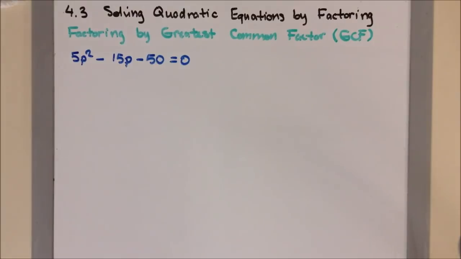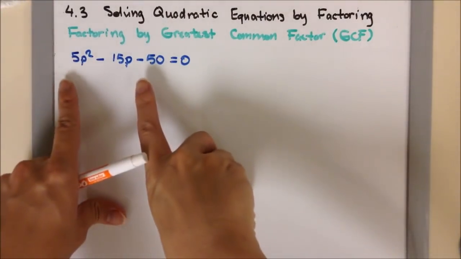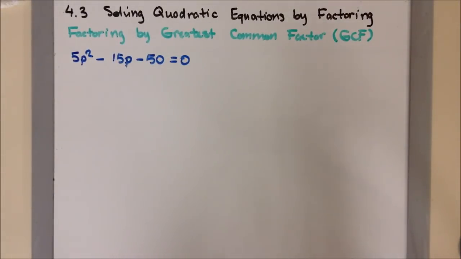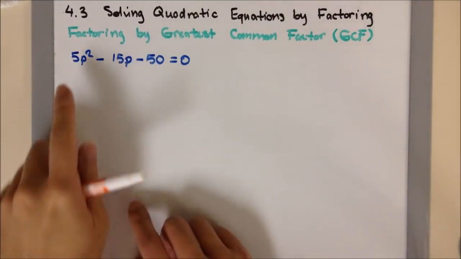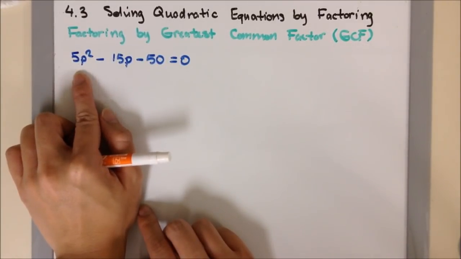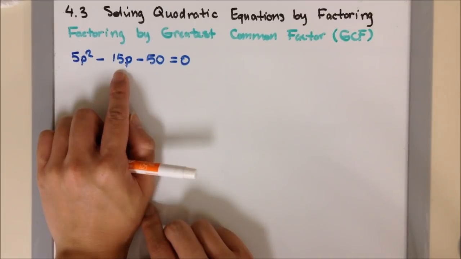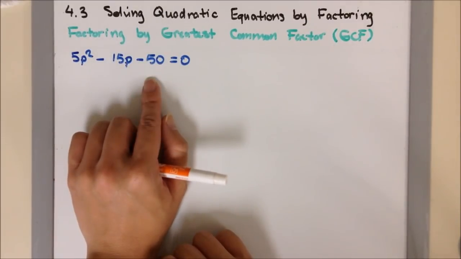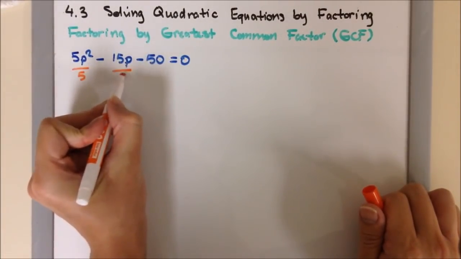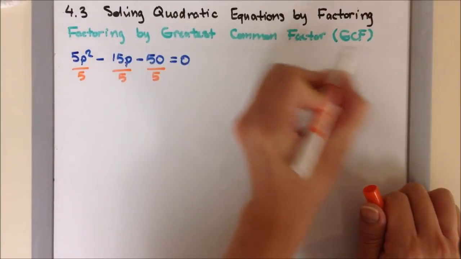Example 2, again we see that a is not 1, so check if you can factor by GCF. So of my 3 numbers, 5, negative 15, negative 50, the smallest number, not worrying about the sign, is 5, so I'm going to check if I can divide each term by 5. 5 divided by 5, that can work. Negative 15 divided by 5, that can work. And negative 50 divided by 5, that can work. So I'm going to divide by 5, meaning factor by GCF.